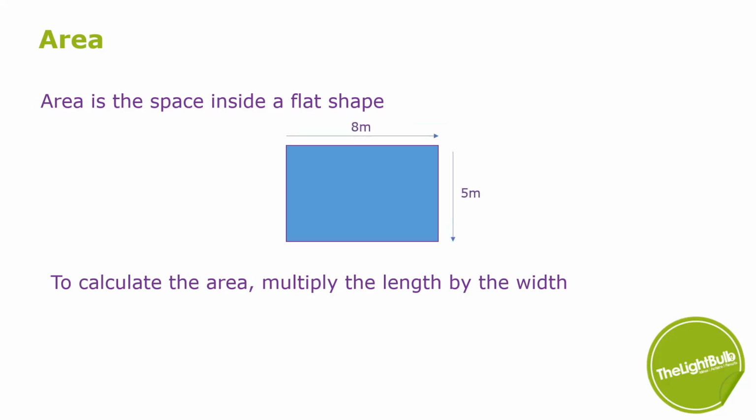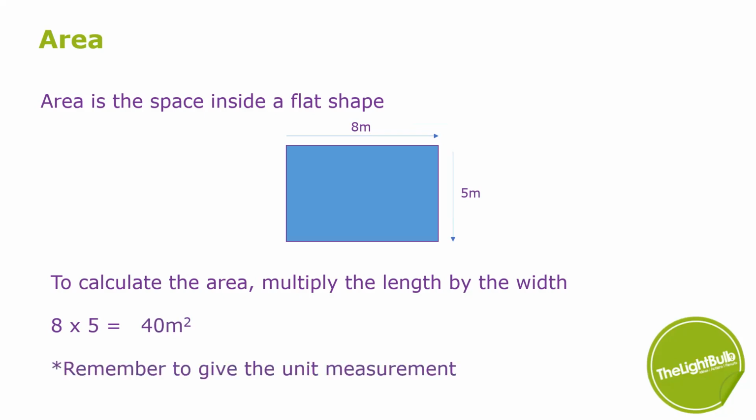So if we put some measurements on here again, we'll use the same ones as earlier. 8 meters long, 5 meters wide. And what we'll do this time is 8 times by 5, and that gives us 40 meters squared. And it's important to remember to give the unit measurement accurately. Because we're dealing with area and a two-dimensional shape, we now have to put that little 2 in the top right-hand corner to make sure that our measurements are accurate.